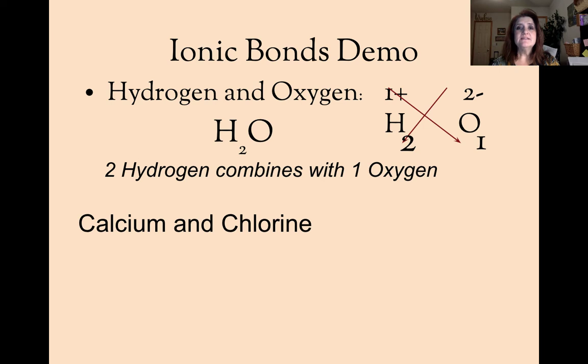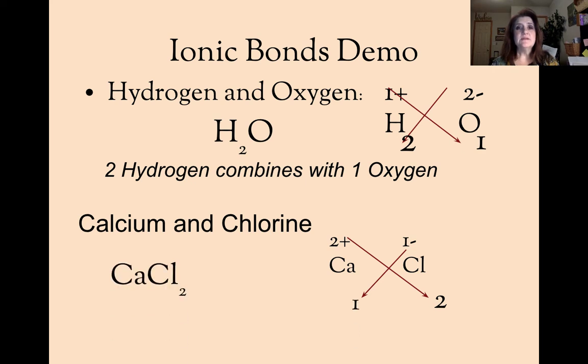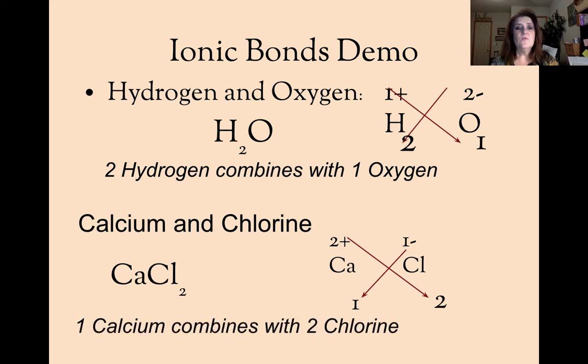Calcium and chlorine is another example. Calcium has an oxidation of 2 positive, chlorine has an oxidation of 1 negative. The 2 from calcium journeys down to go with chlorine, and the 1 from chlorine journeys down to become the 1 for calcium. And the formula will be written CaCl2. 1 calcium is needed to combine with 2 chlorine.